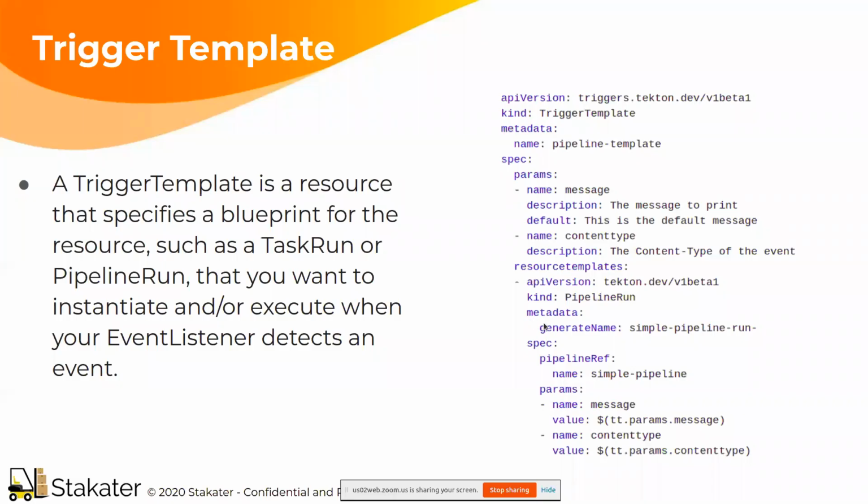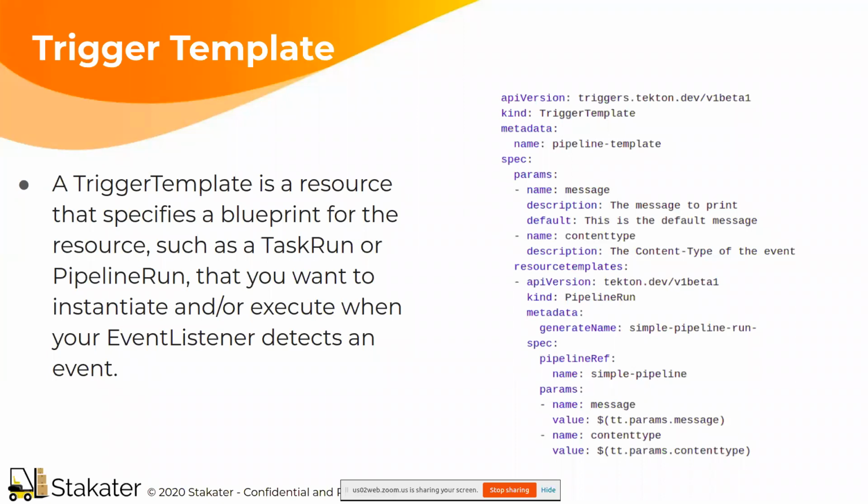But here we are just taking the values from the trigger template. So trigger template also has its own parameters, and these parameters are being passed to the pipeline. So we are not specifying the value for it. And why we are not specifying, that will have an answer in trigger binding. So trigger template basically just accepts some parameters.